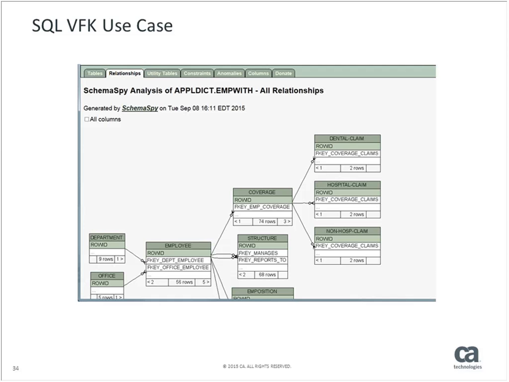In this diagram, the arrows go the other way because the coverage table emp coverage virtual foreign key references the row ID column in the employee table.